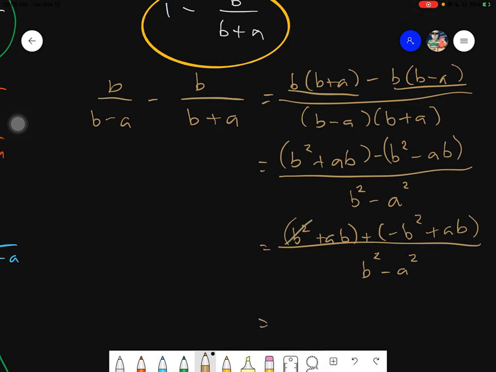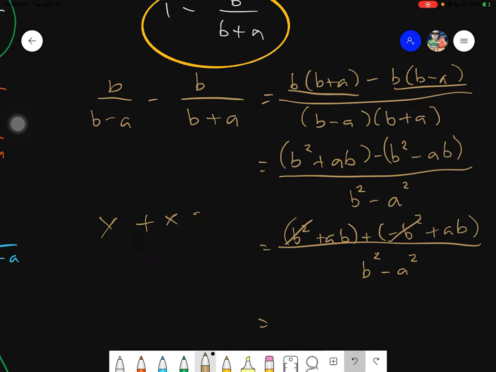So what will happen here? This will be cancelled out because they are the same number, but it's addition and the sign is negative. And then this one, ab plus ab, so that would simply be 2ab, because that's the rule. If you have x plus x, the answer is 2x. It's the same if you have 2xy plus 2xy, it's simply 4xy. You add simply the numbers, okay?